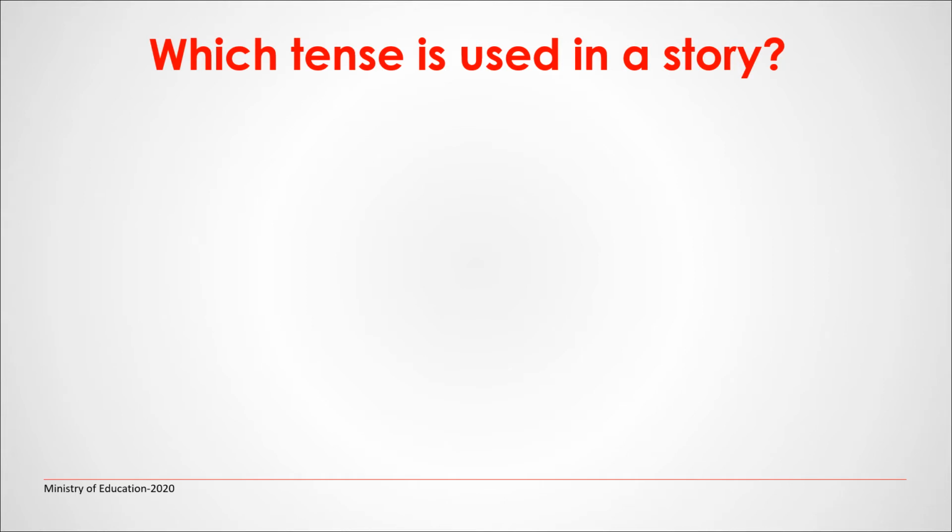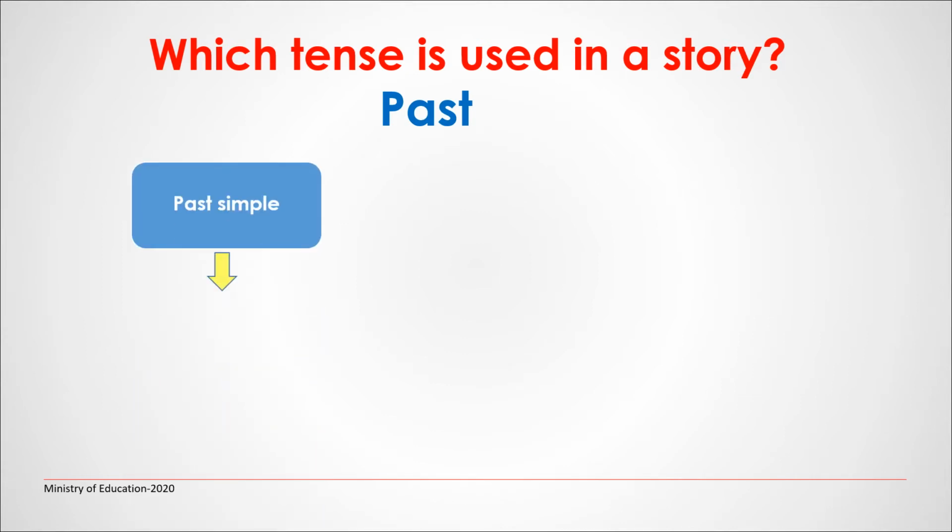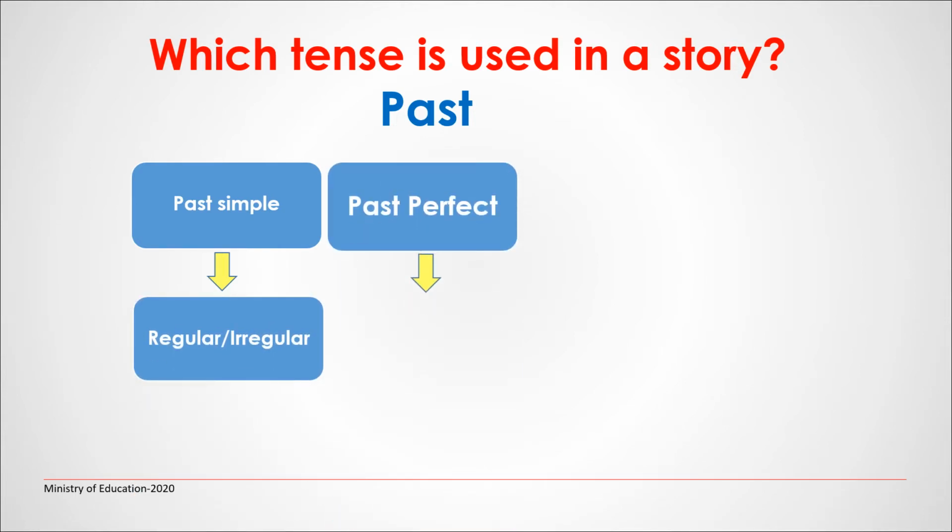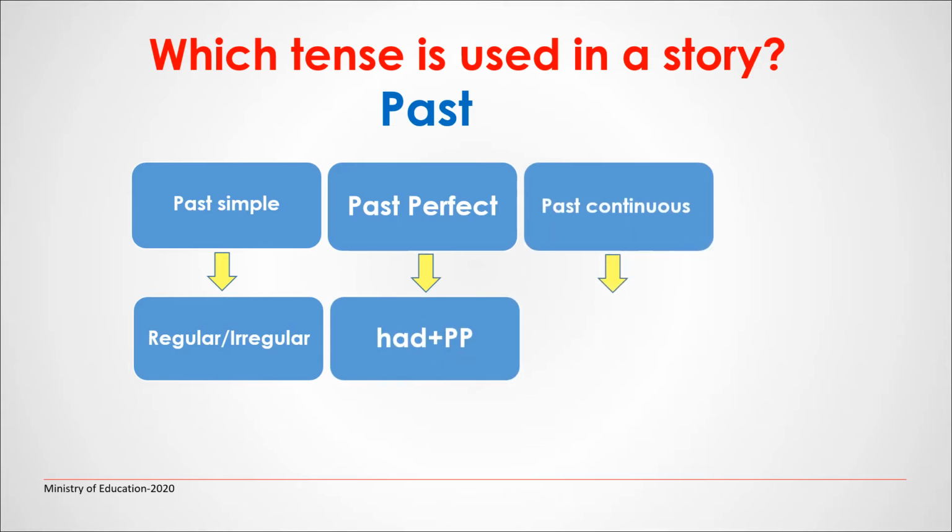Which tense is used in a story? Past. There are three forms: past simple with regular and irregular verbs, past perfect, had plus past participle, past continuous, was, were plus verb ing.